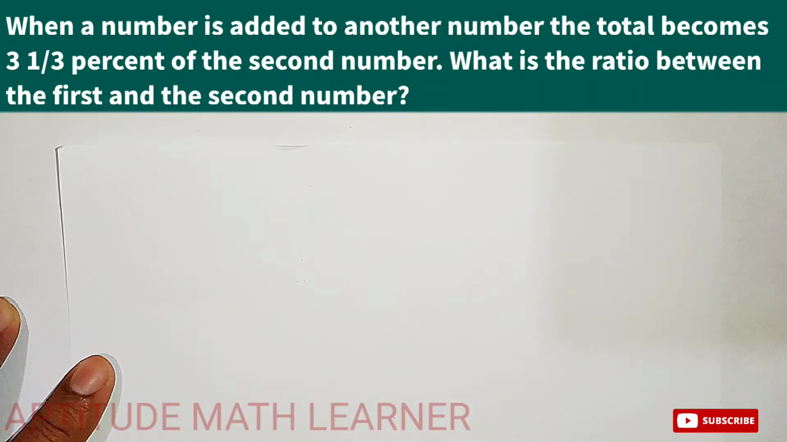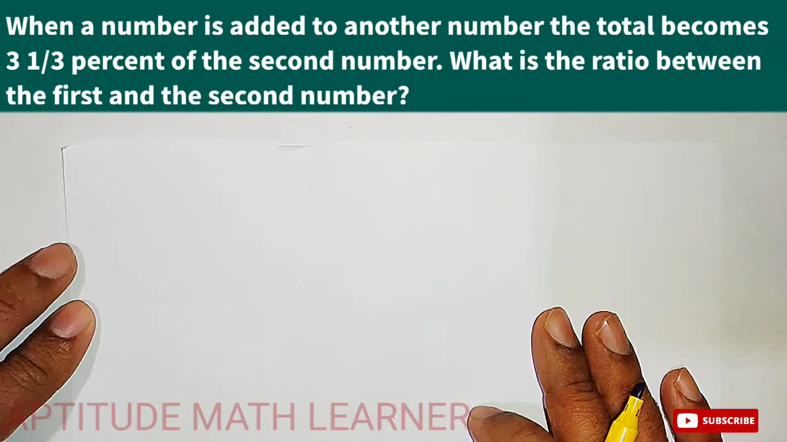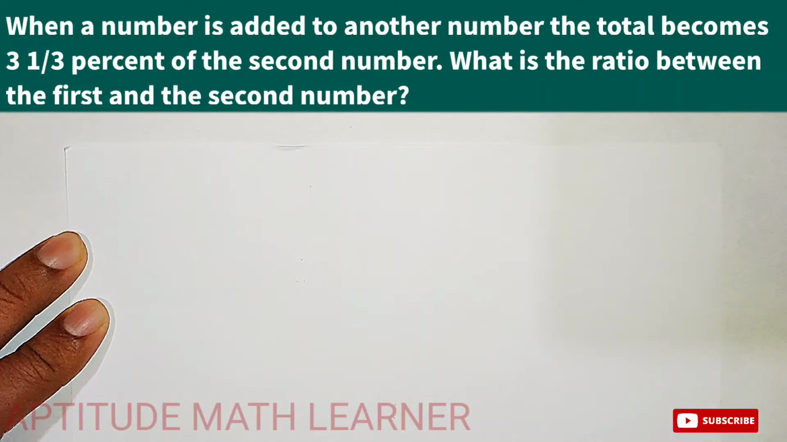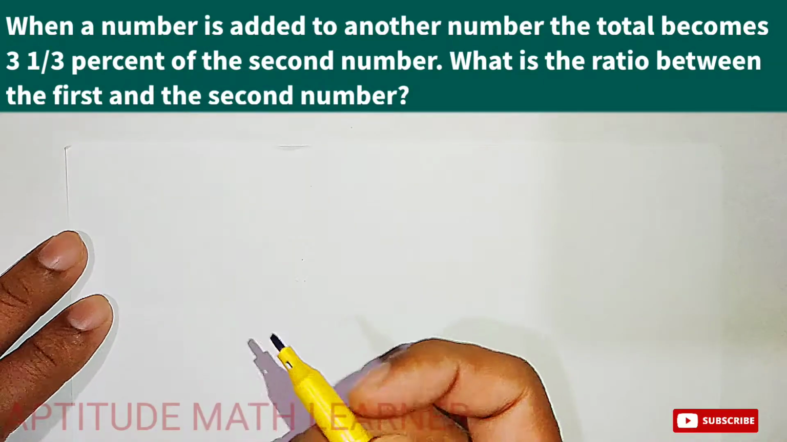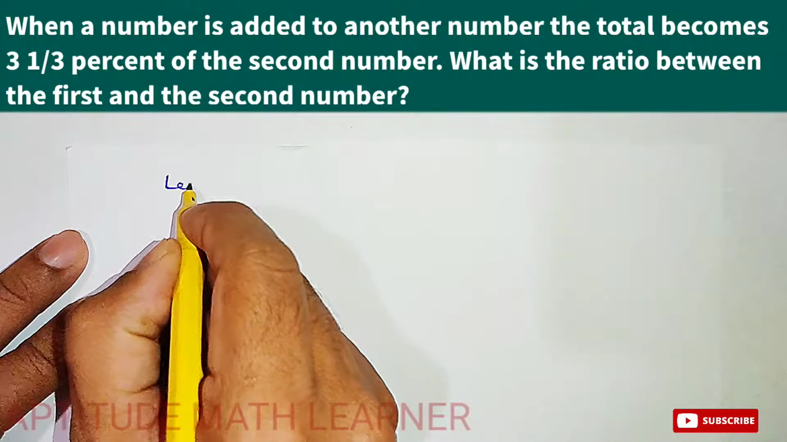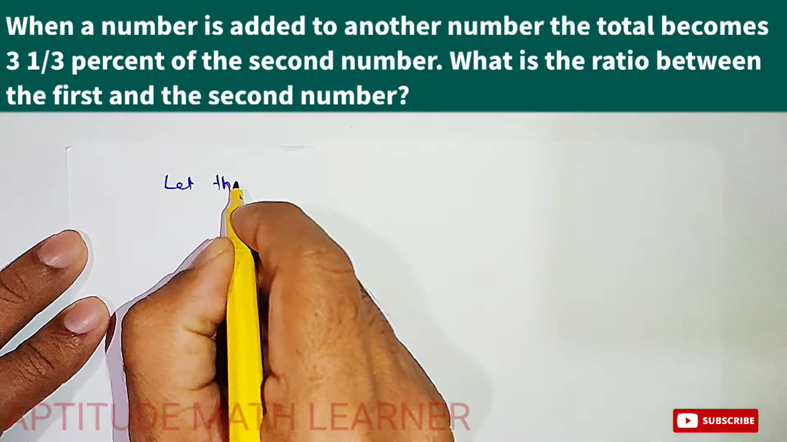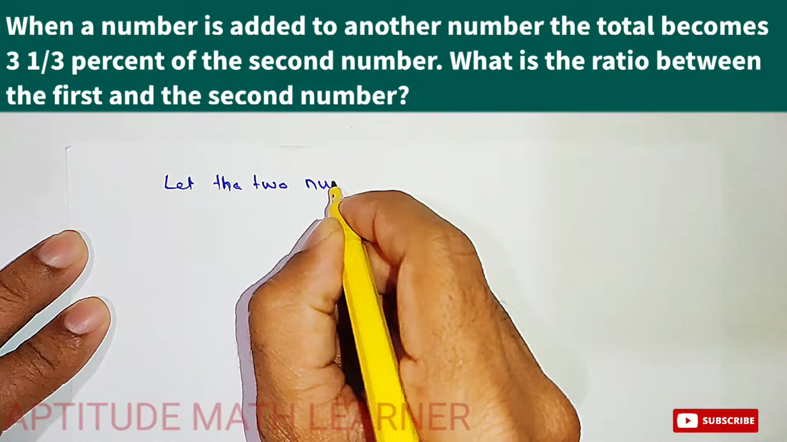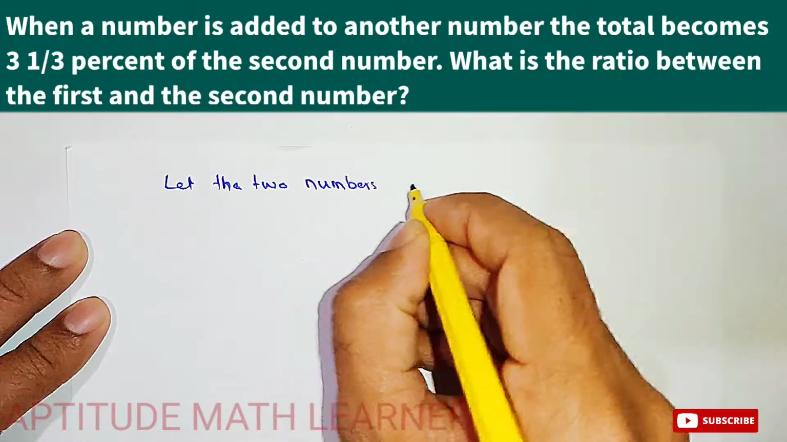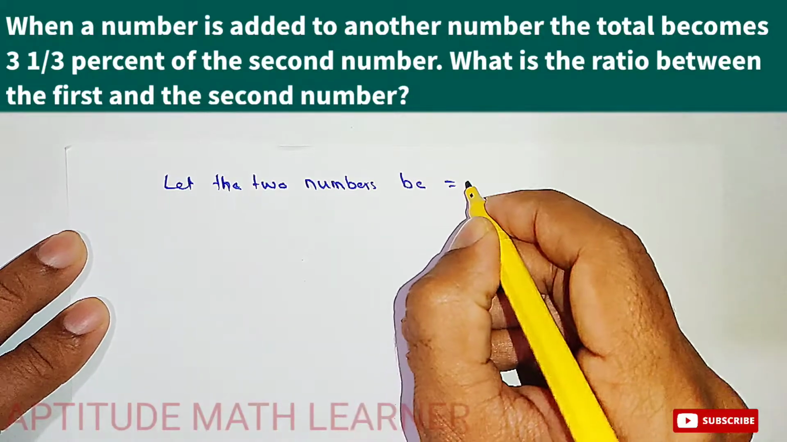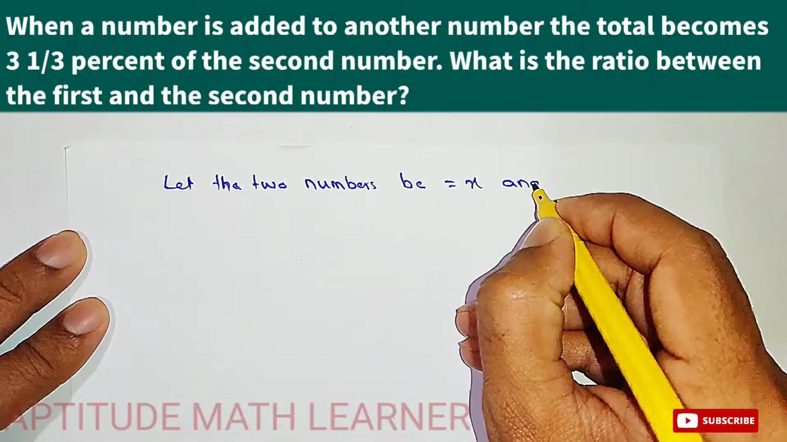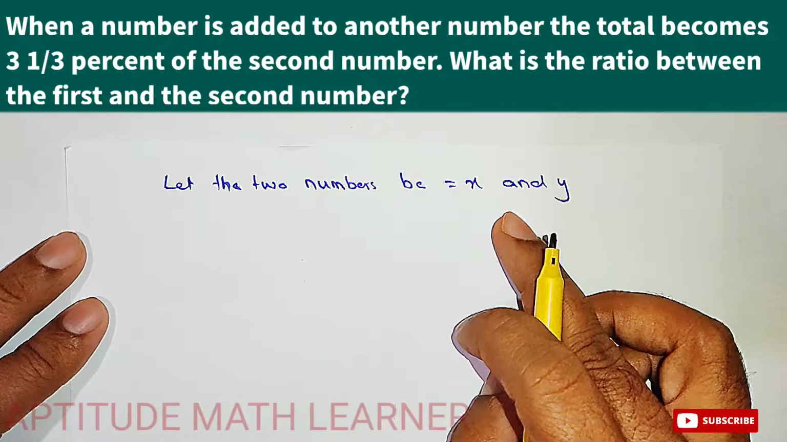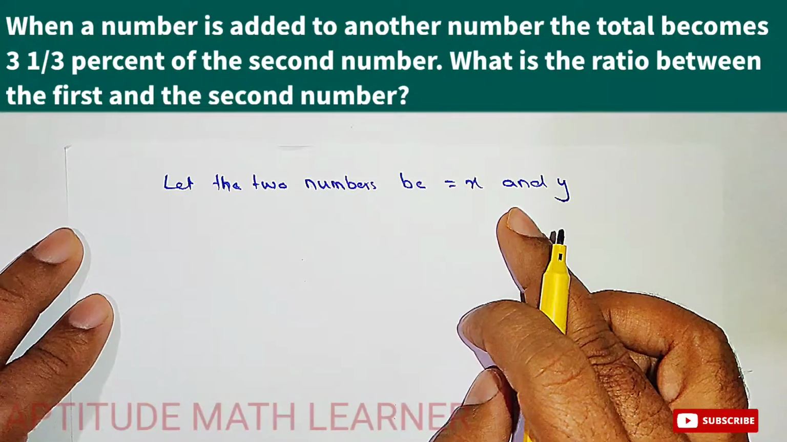So here the first thing which we have to do is let the two numbers. Here it is saying that one number is added to another number. So let the two numbers be x and y. So here we have taken the two numbers, that is x and y.